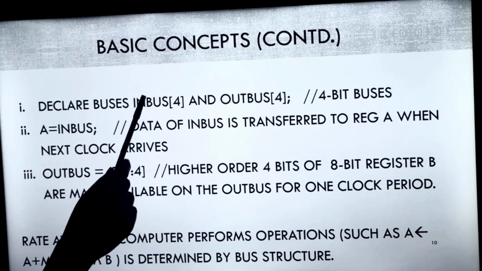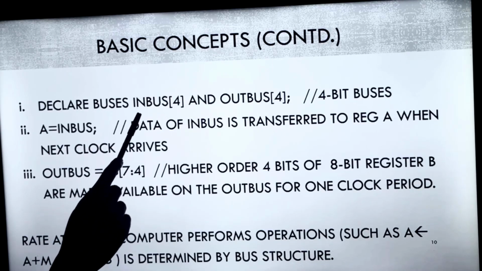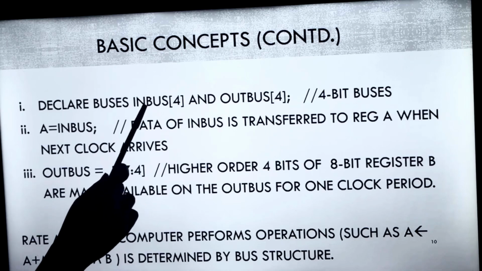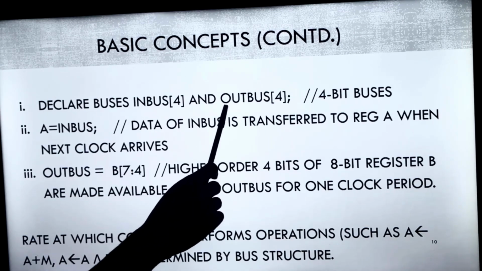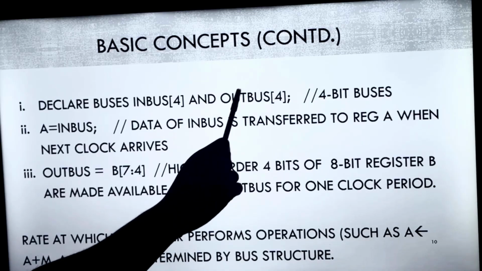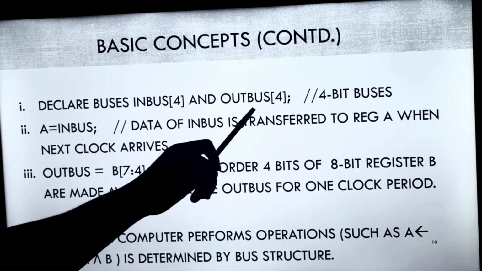Now suppose you want to transfer some 4-bit information to a particular hardware through an in bus. So this is how we write in bus 4. Fine. For out bus 4, it means your out bus can carry 4 bits of information.